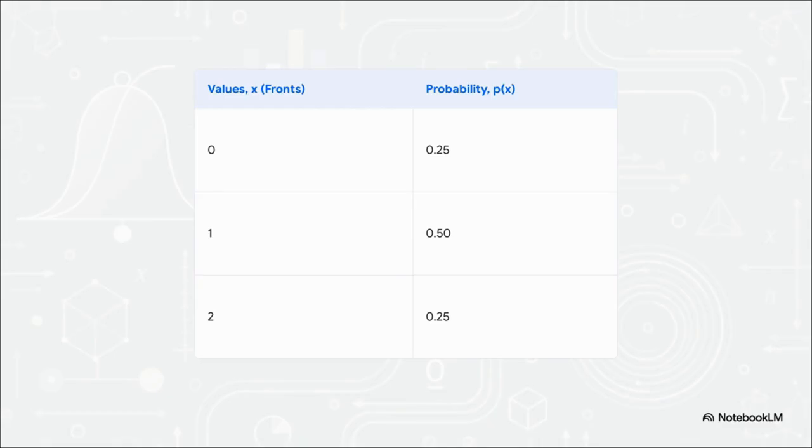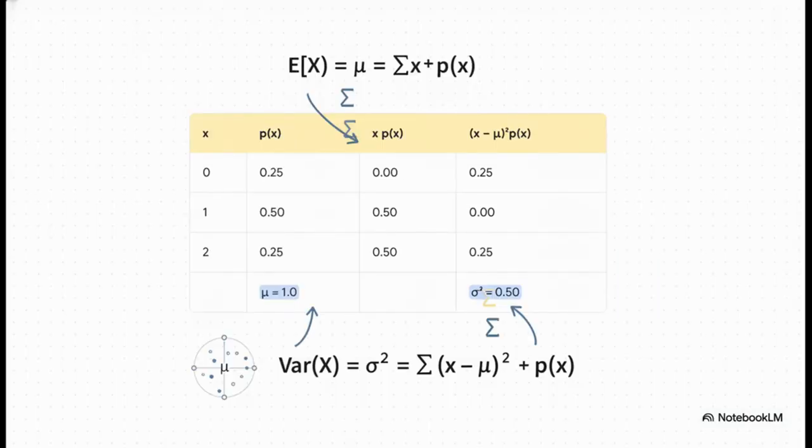Our rules hold up. So now that we have this nice little distribution, we can start calculating some really useful stuff. First up is the mean, which you can also think of as the expected value. It's basically the average number of heads we'd expect to get if we did this experiment over and over. As you can see from the calculation, it comes out to 1.0.